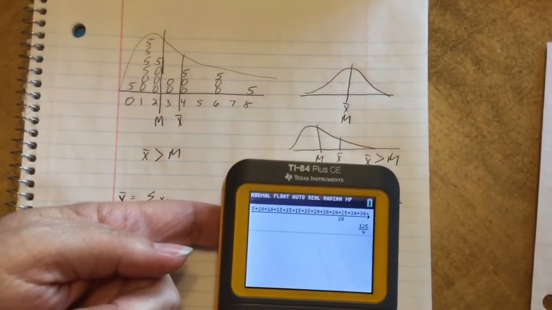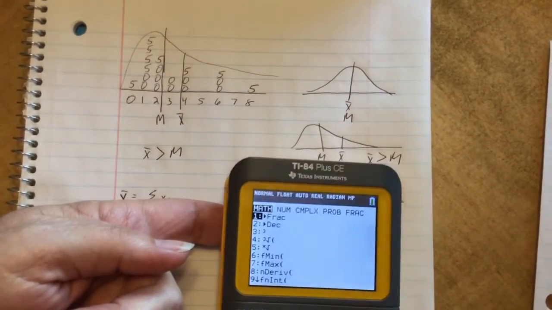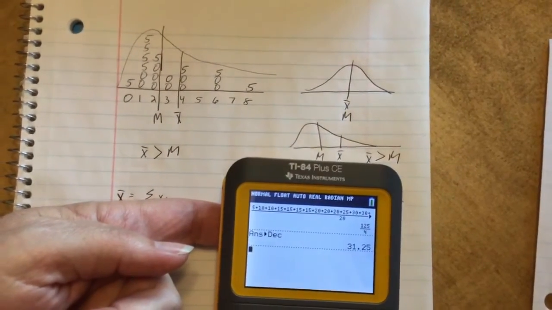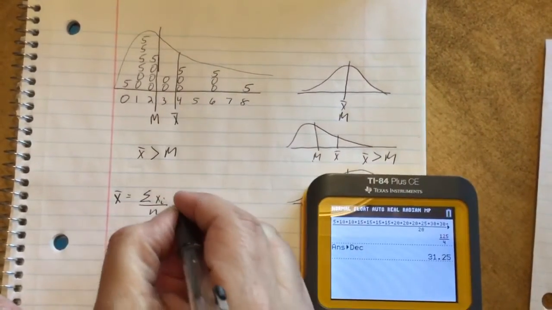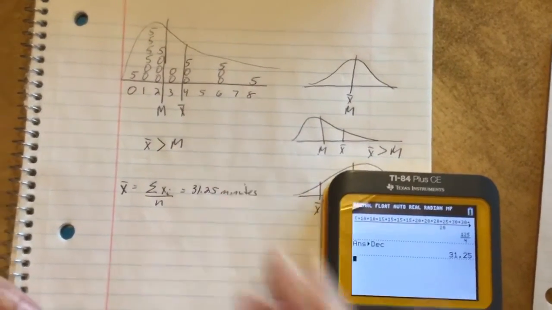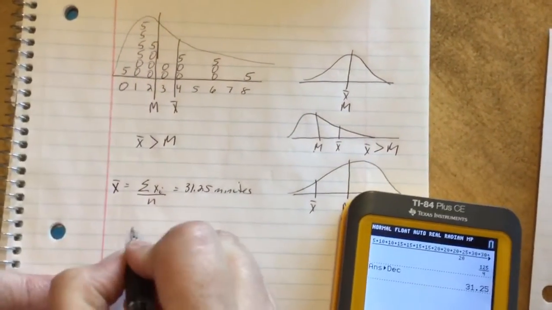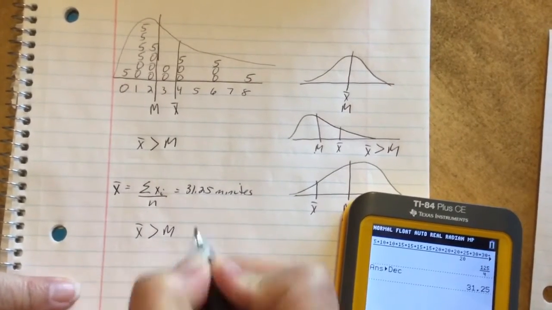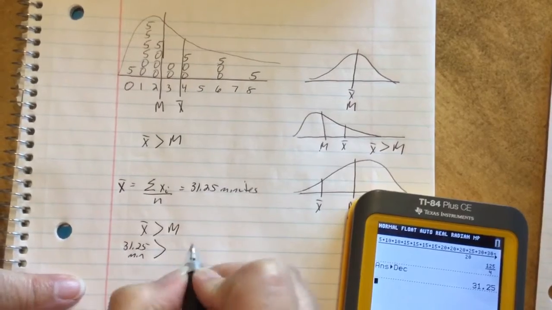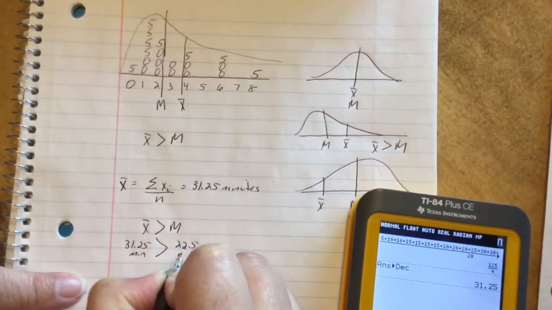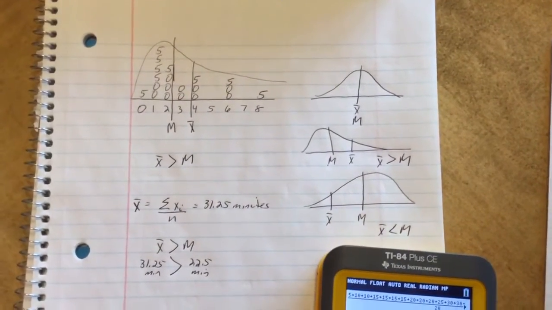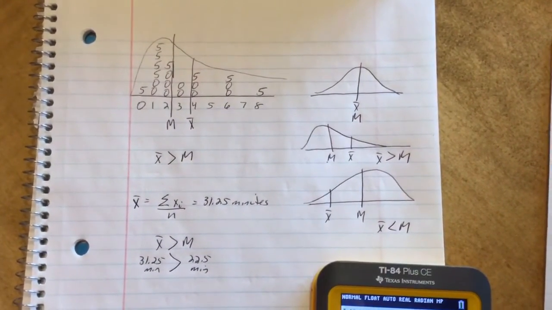Of course, it's going to give me a fraction, so I'm going to hit math, turn it into a decimal. So 31.25 is my average, or my mean, okay? So my mean is 31.25 minutes, which makes sense to my picture. We thought the mean was going to be greater, and 31.25 minutes is greater than my median, which was 22.5 minutes. And that's exactly what we thought based on the shape of the distribution, okay?